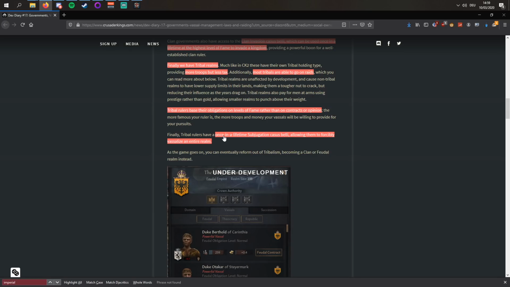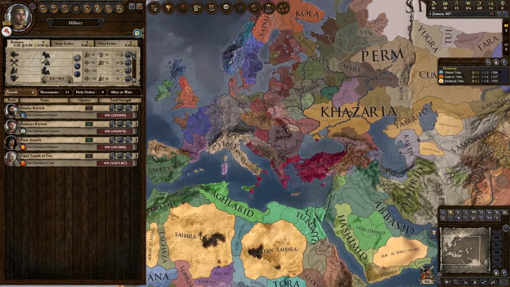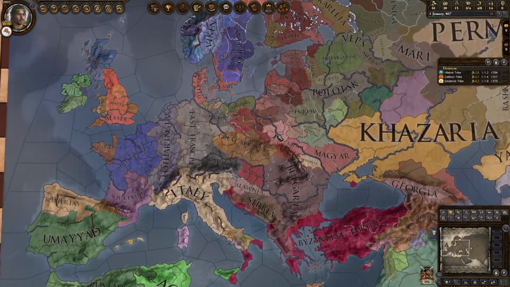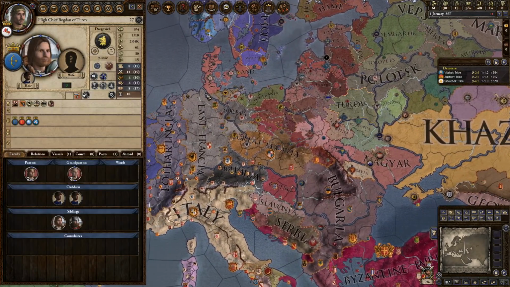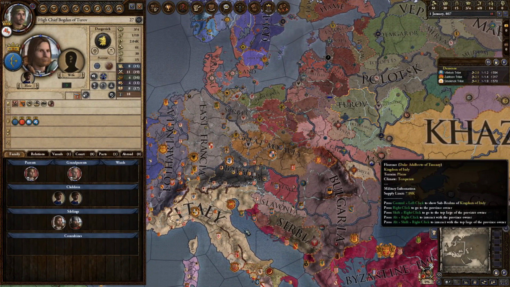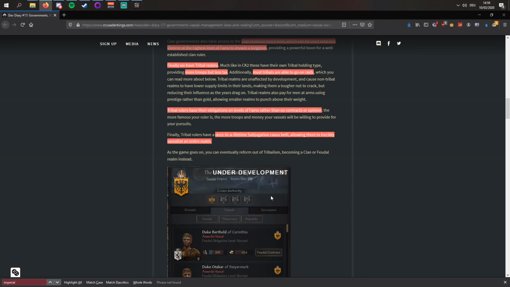Finally, tribal rulers have a once-in-a-lifetime subjugation CB, allowing them to forcibly vassalize an entire realm. Very nice. Although I could see that being quite easy to exploit. I mean, just think about, you know, being too rough and then you invade the HRE. Maybe, listen. If you can pull it off, I guess, the question will be, can your descendants actually keep it together? We will have to see how powerful that is. We will have to see how exactly the CB works. Right now, we don't really know too much about it.